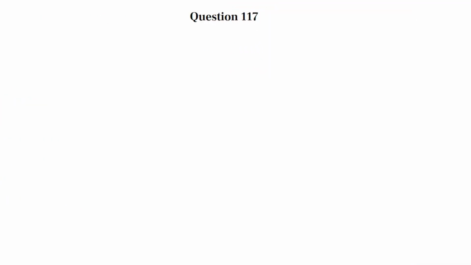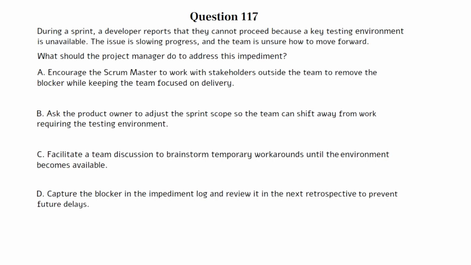Question 117. During a sprint, a developer reports that they cannot proceed because a key testing environment is unavailable. The issue is slowing progress, and the team is unsure how to move forward. What should the project manager do to address this impediment?